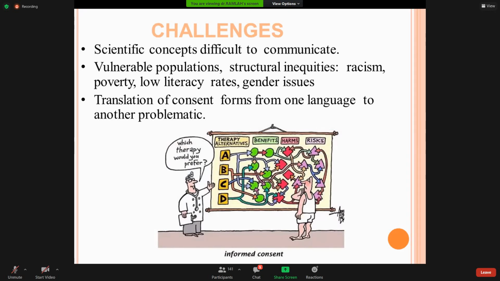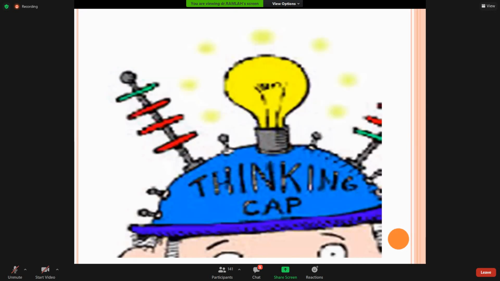Like if a Pashto speaker comes to me, I definitely have to look for an interpreter who can brief them in Pashto on each and every value written in this consent form, what every sentence means. So these are the challenges we usually see most of the time.